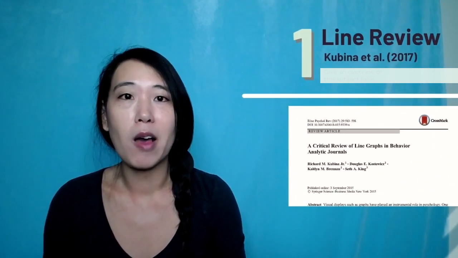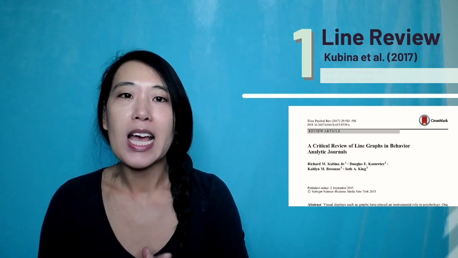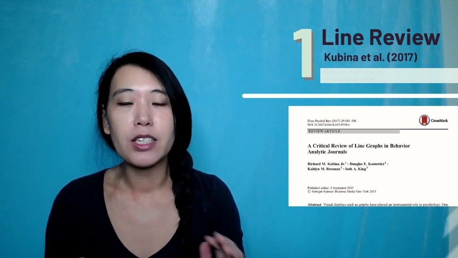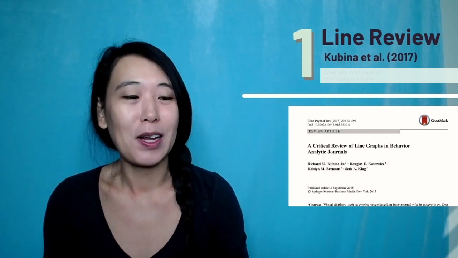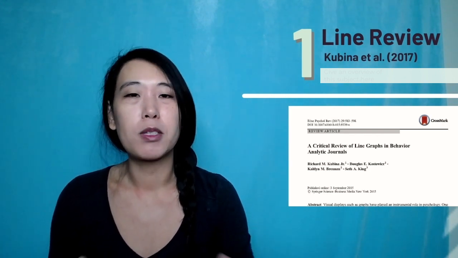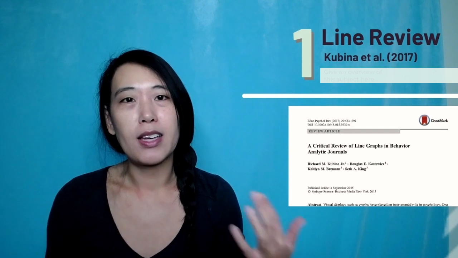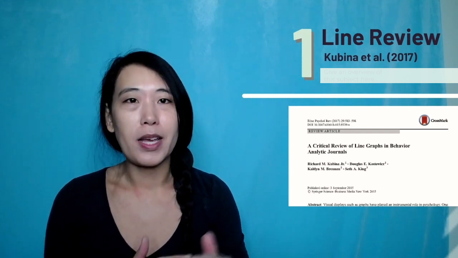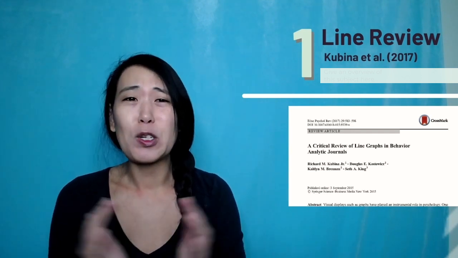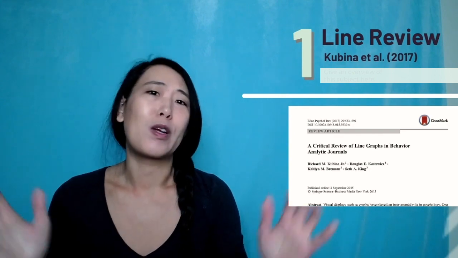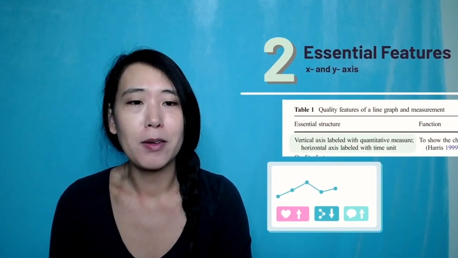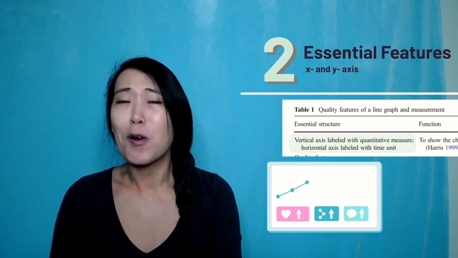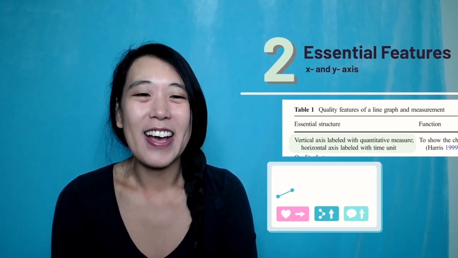One article that I love sharing is the Kubina et al. Typically, Dr. Kubina talks about acceleration graphs, but this one is specific towards line graphs and just standardizing them, making sure that we're making clinical decisions appropriately based on graphs that are not skewed, where they're stretched out or squished too thin or anything like that. So he talks about making sure that we're formatting them correctly.